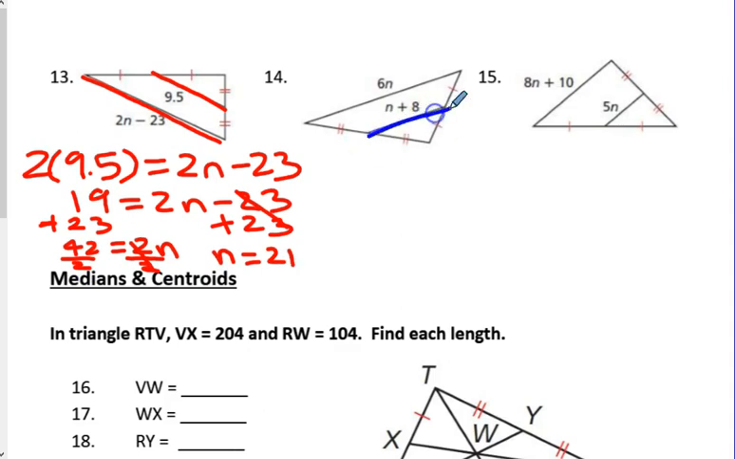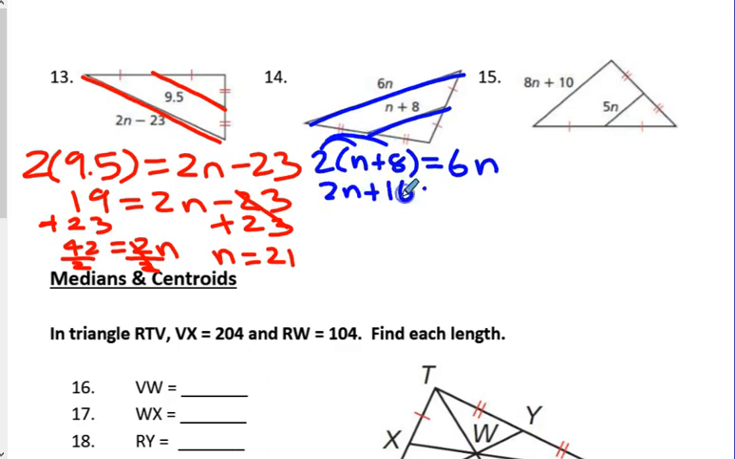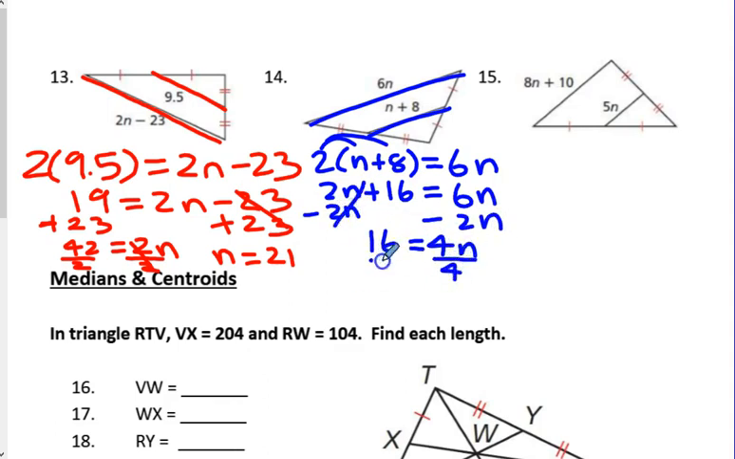Same thing here. Mid-segment times 2 equals parallel side. So 2 times n plus 8 equals 6n. Distribute. 2n plus 16 equals 6n. When I have n on both sides, I get rid of the smaller n, minus 2n. So I get 16 equals 4n. Divide by 4. 16 divided by 4 is 4.